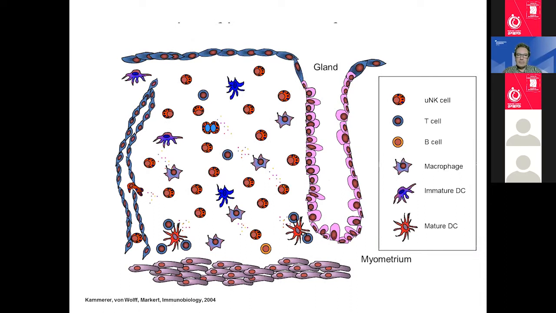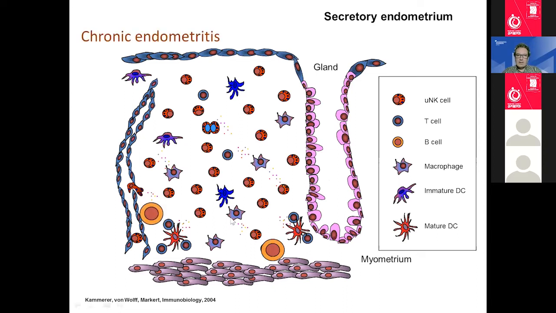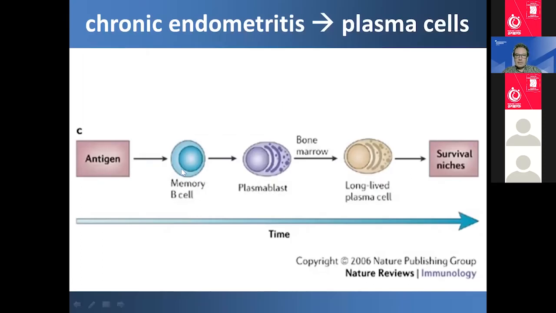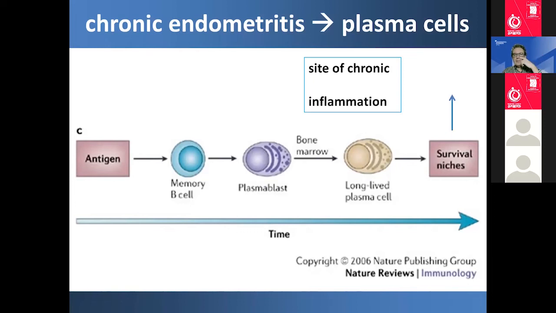So I have shown you this before, and again, here are the different immune cells in the endometrium, and to this I would like to add the plasma cells. Plasma cells develop from B cells, especially from memory B cells, by passing through several steps, and they are searching or finding survival niches in the body, and these are always sites of chronic inflammation. So this can be the nose or the skin, or it can be the endometrium. And usually the presence of the plasma cells indicates a chronic inflammation. They should be absent in healthy tissue.